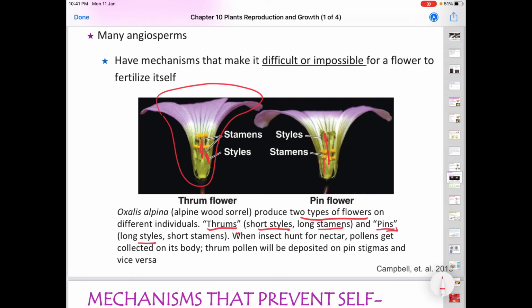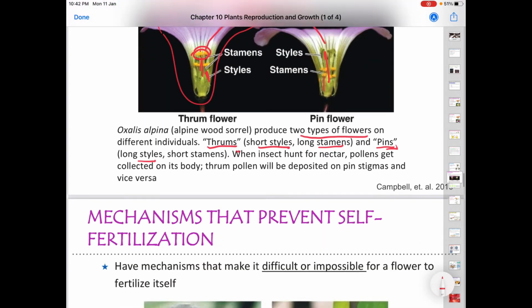So when an insect hunts for nectar, the pollen gets collected on its body. For the thrum flower, the stamen is long, so the pollen is at the upper side, and it is easy for the insect to pick it up. This pollen is carried by the insect to the pin flower. In the pin flower the stigma is at the upper part, so it is easy for the pollen to be attached to the stigma. Alright, so this is one mechanism that is used by plants.